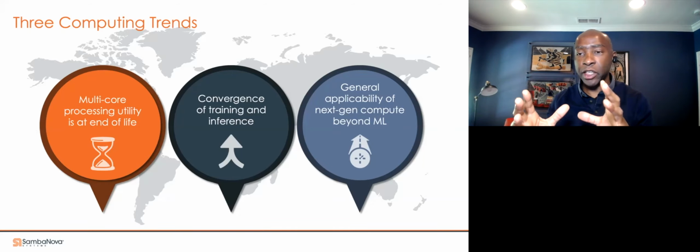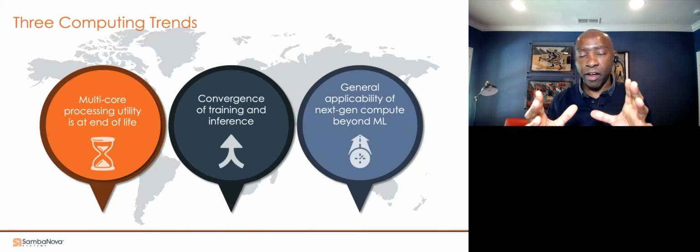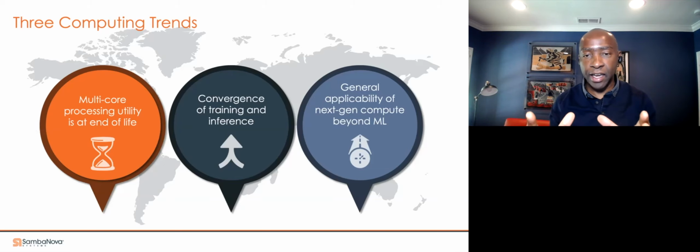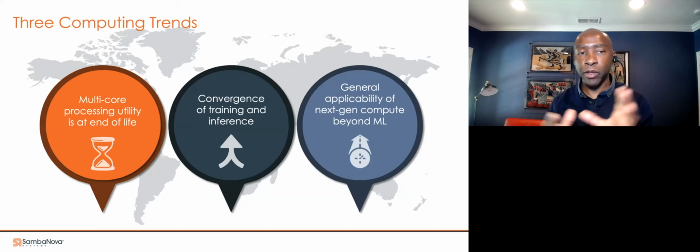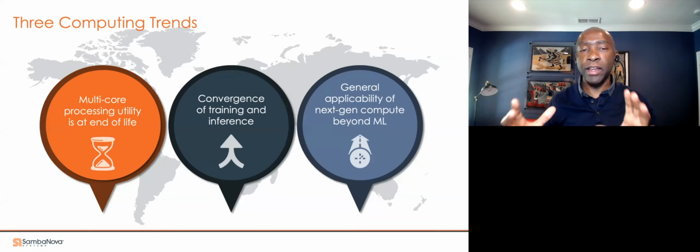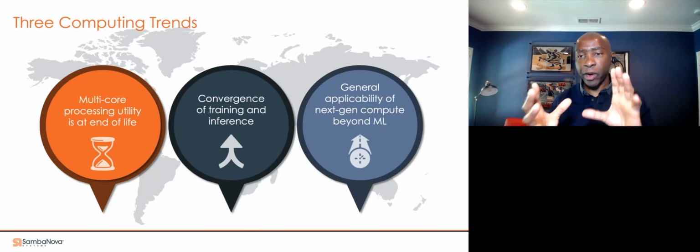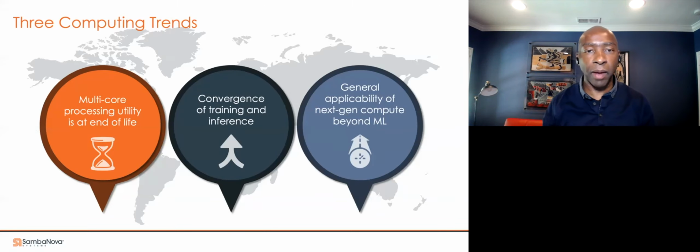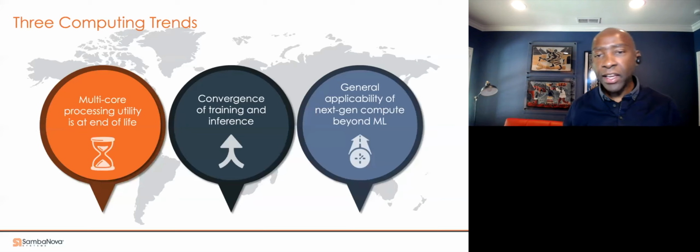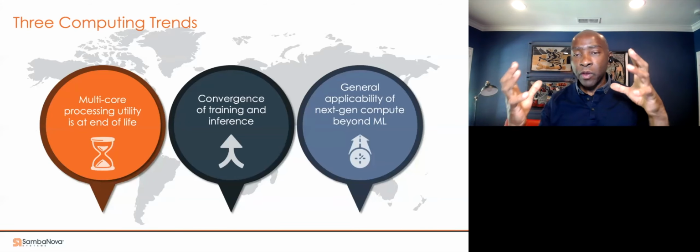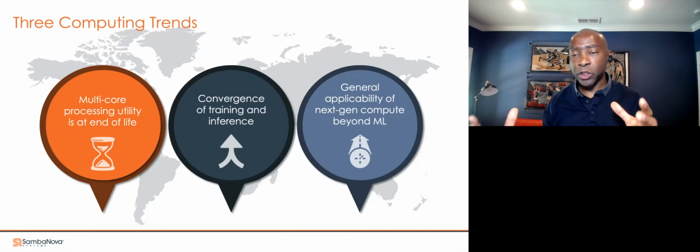The second computing trend was the convergence between machine learning training and machine learning inference. Traditionally, you think of GPUs as the accelerator for training, and then inference is done on CPUs because they're much better at batch 1 inference. Our notion was that you could really bring these things together and get a lot of advantages by doing that.